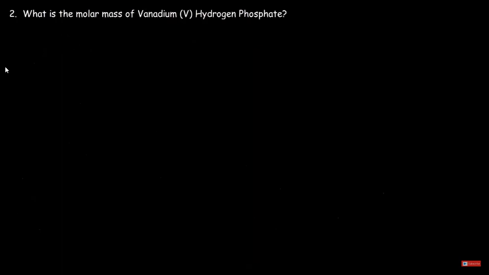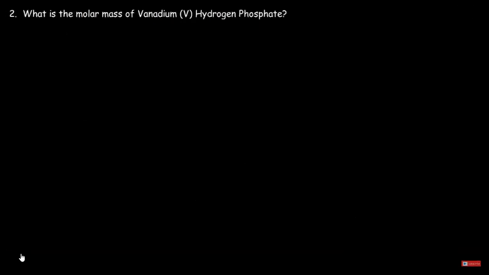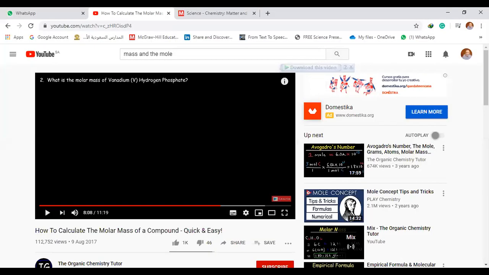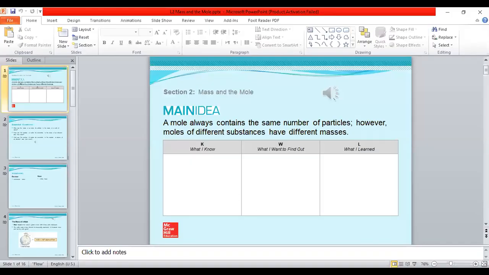Understood? So here's another example, like the last problem. In this problem, you got to write the chemical formula first before you could find the molar mass. So after that, we are going to make a revision for this in our PowerPoint.